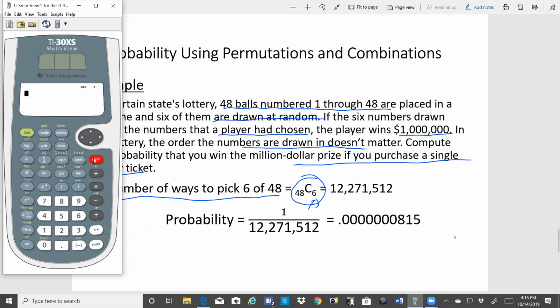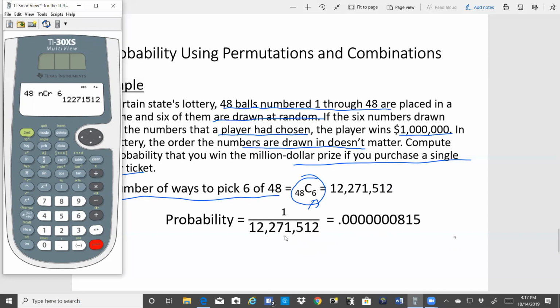I'm going to clear it. We want to do 48, probability. Here again, we want to do combinations, and we want to do it 6 at a time. Hit enter, and we get 12,271,512 as the number of possibilities. And you have one chance out of that 12 million or so of being a winner.